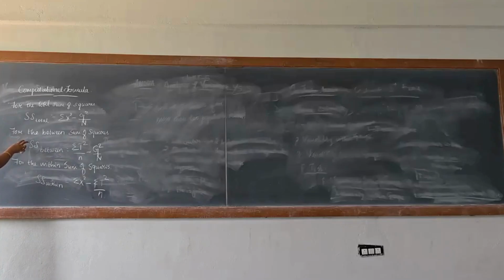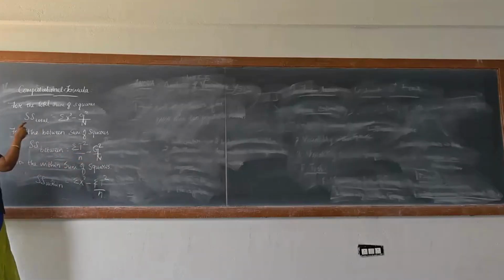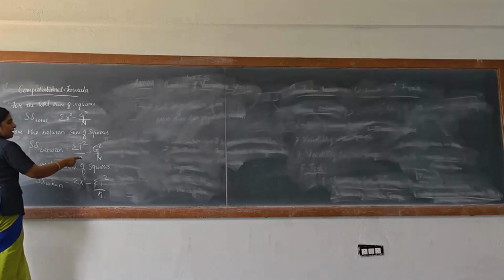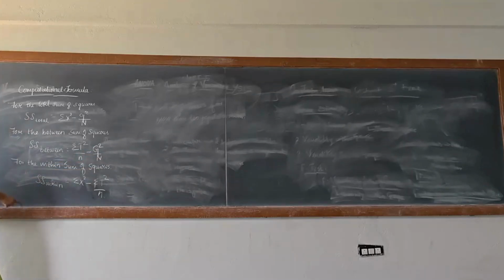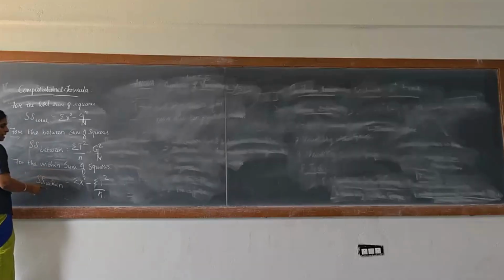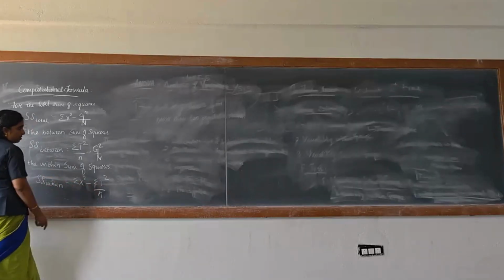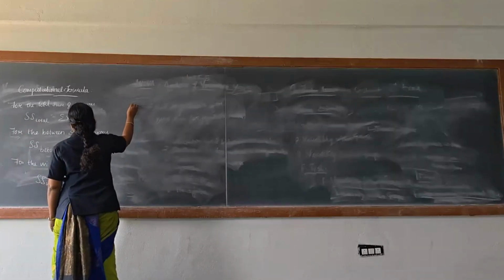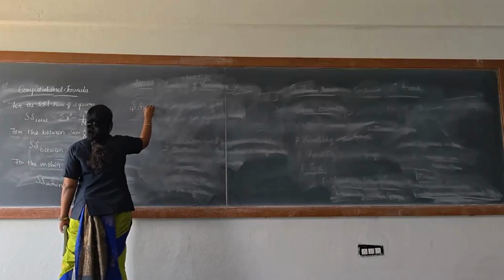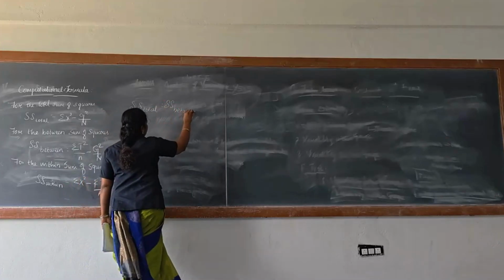Next you have to calculate the between sum of squares. SS between is equal to summation T square divided by n minus G square divided by N, where T is a column total, n is the number of samples in a group, and G is the grand total. For the within sum of squares, SS within is equal to summation x square minus summation T square divided by n. Finally, to check the accuracy, SS total is equal to SS between plus SS within.